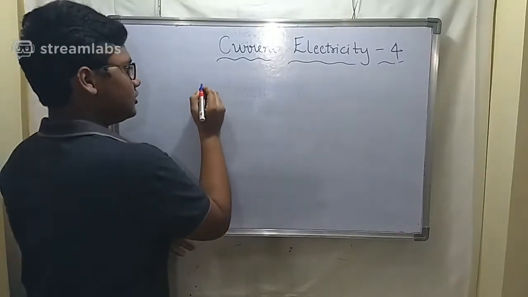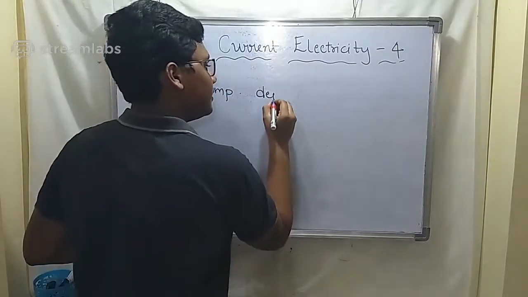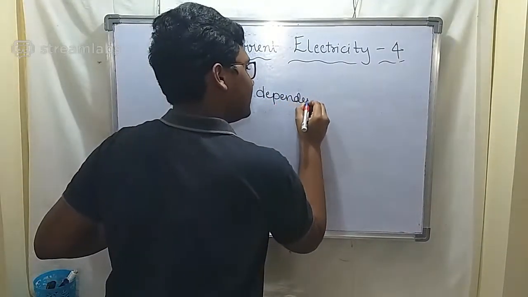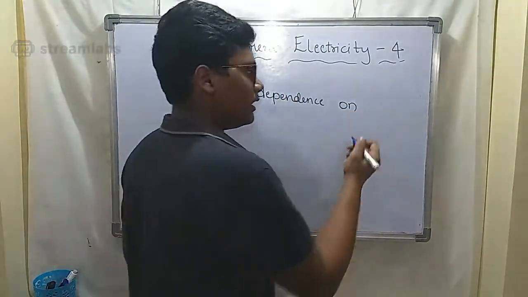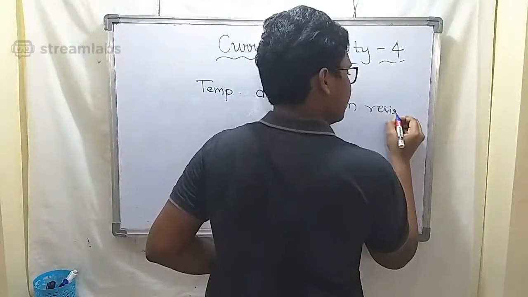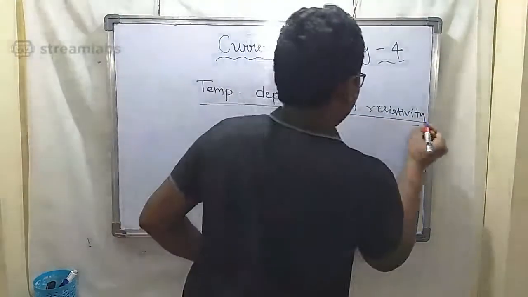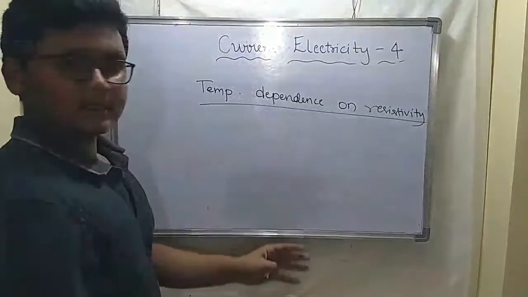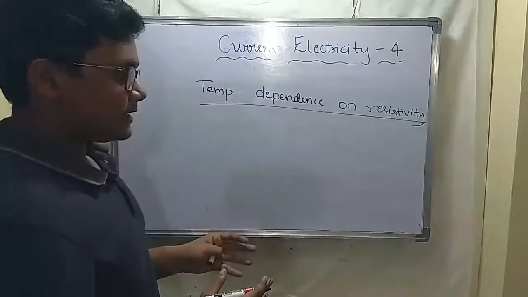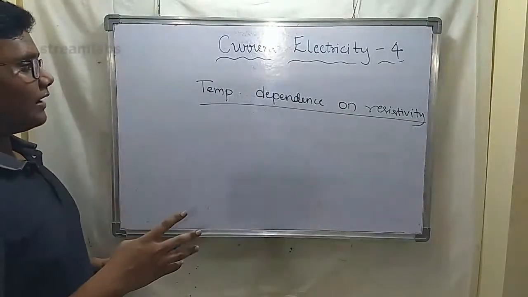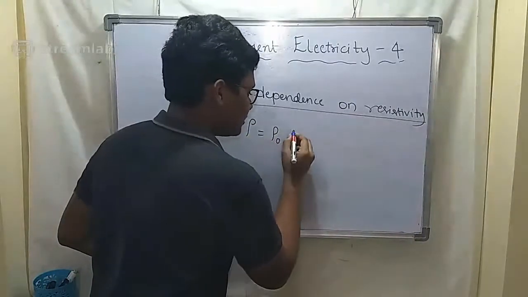Now this is also temperature dependence on resistivity. Now we'll talk about this resistivity. Here, what we have is the temperature dependence of resistivity. When the temperature changes, we got this equation.